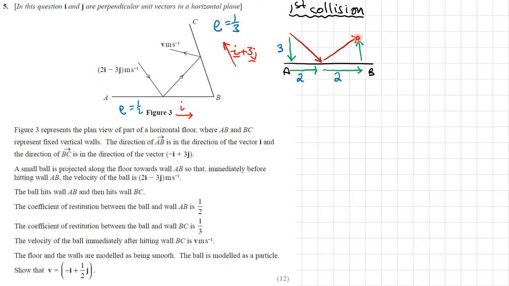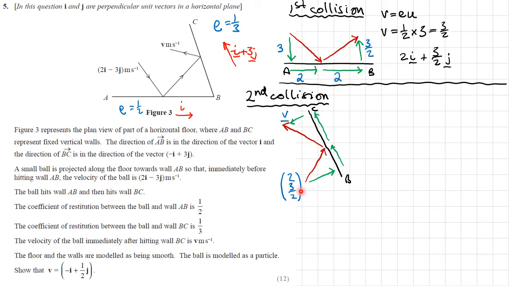And then I can use v is equal to eu to work out what this part is perpendicular to the wall. So that v is going to equal e, which is a half, times u, which is 3. So we have 3 over 2. So I can now put in that this part here is 3 over 2. So the velocity of the ball as it's moving towards BC is 2i plus 3 over 2 j.